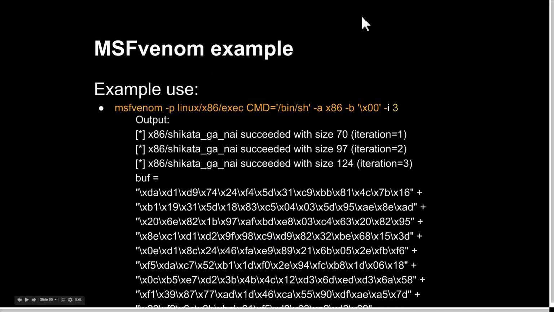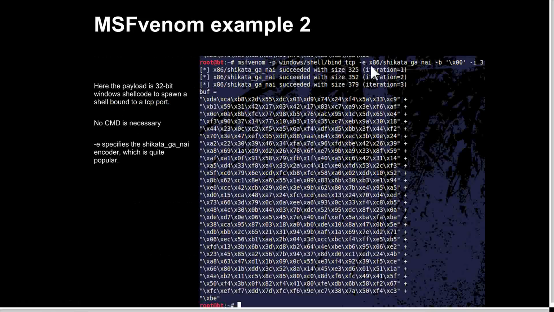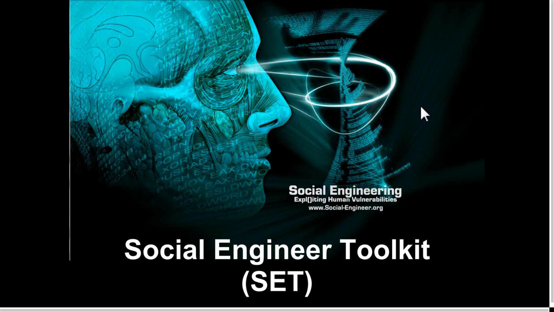This example was for spawning binsh, getting exec to spawn binsh. You don't have to go to that level of detail. You can use more standard Windows bind TCP shells. And you can also specify the encoder, so the most commonly used one, the Shikata Ga Nai. And so this would be the output of that. As you can see, the size increases with each iteration.